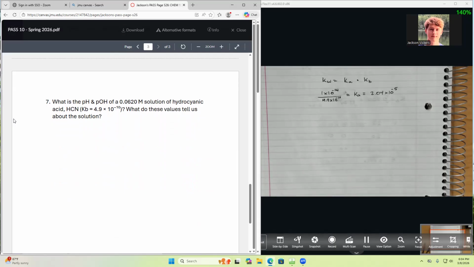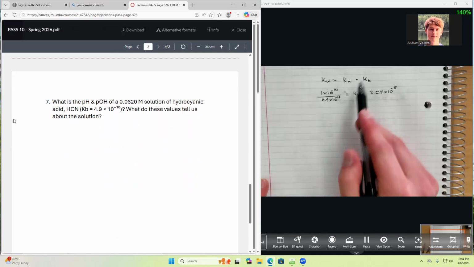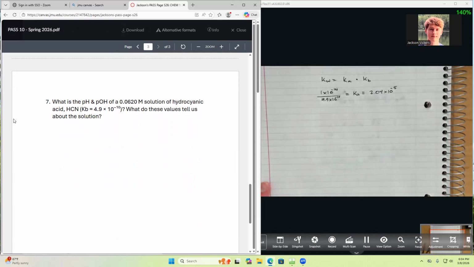Now that we did an example all the way through, see if you guys can do this one by yourself. Again, here's the Ka, so use this when you're doing your ice table.